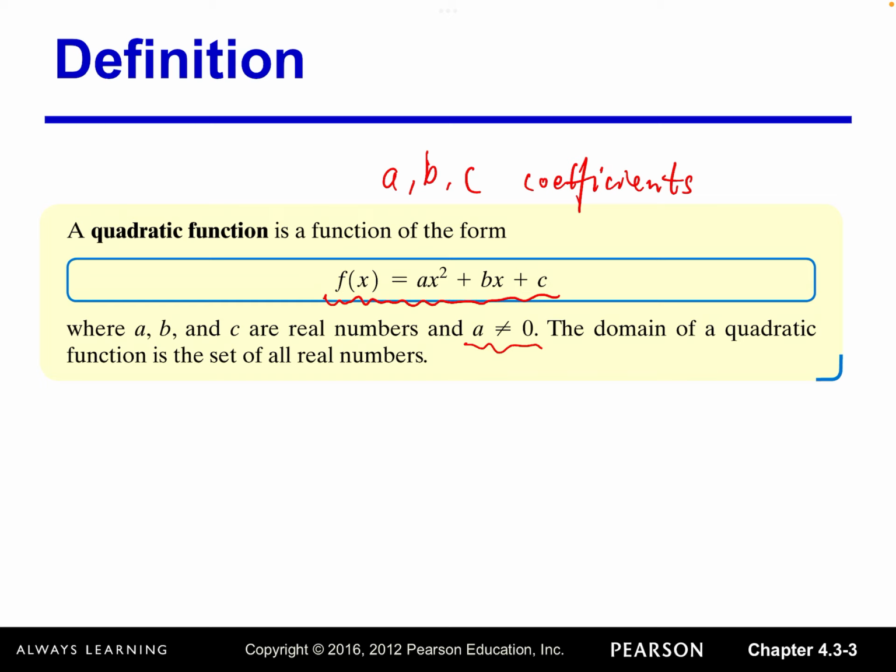A quadratic function doesn't have a denominator, and doesn't have even index roots. Therefore, the domain of a quadratic function is the set of all real numbers. What about the range? The range of a quadratic function is a set of non-negative numbers, from 0 to positive infinity. We will see that from the graph later.